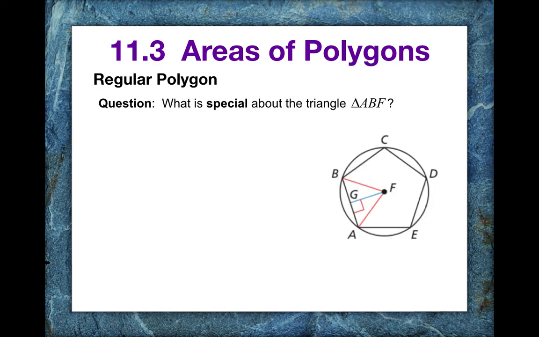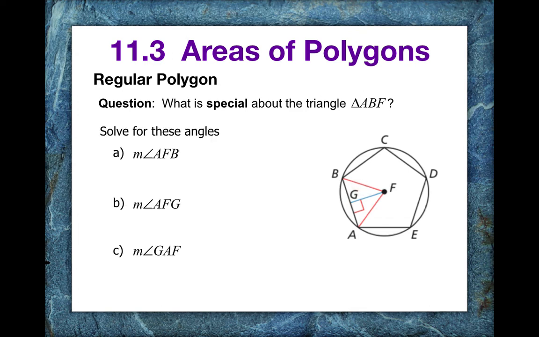So let's take a look at this triangle. We have a pentagon, a regular pentagon, and a circumscribed circle around this pentagon. Then what is special about this triangle? Well, what is special about it is that it's isosceles. Yes, Mr. Greenstein's favorite, because it has a radius here and a radius here. They're the same length, so then it's an isosceles triangle.